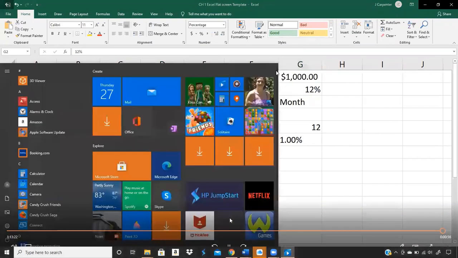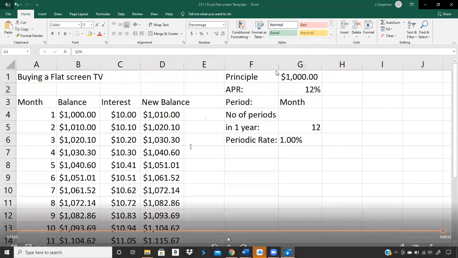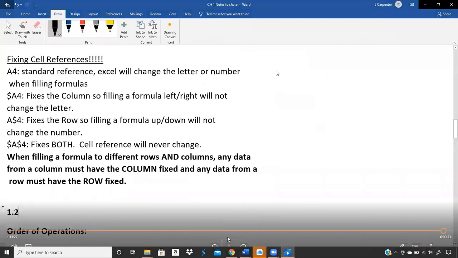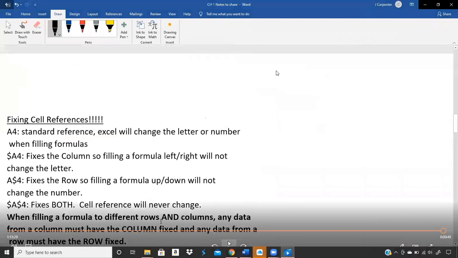But that is time. That does conclude 1.1. As you see, the next thing we had is 1.2. So we'll call it a day there.